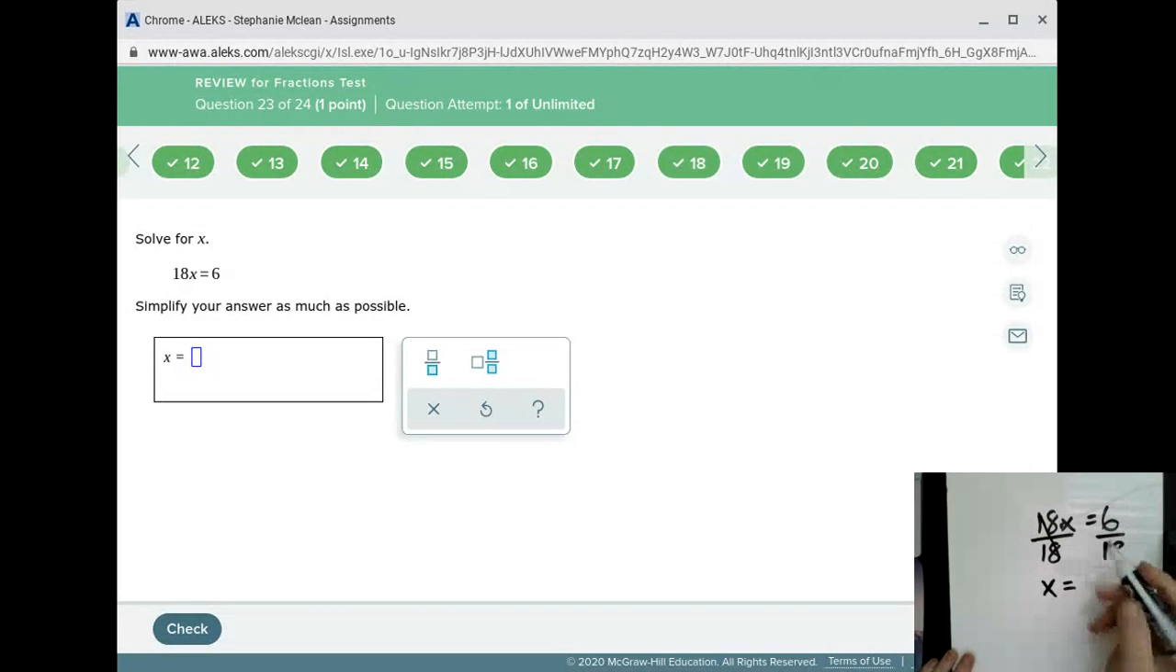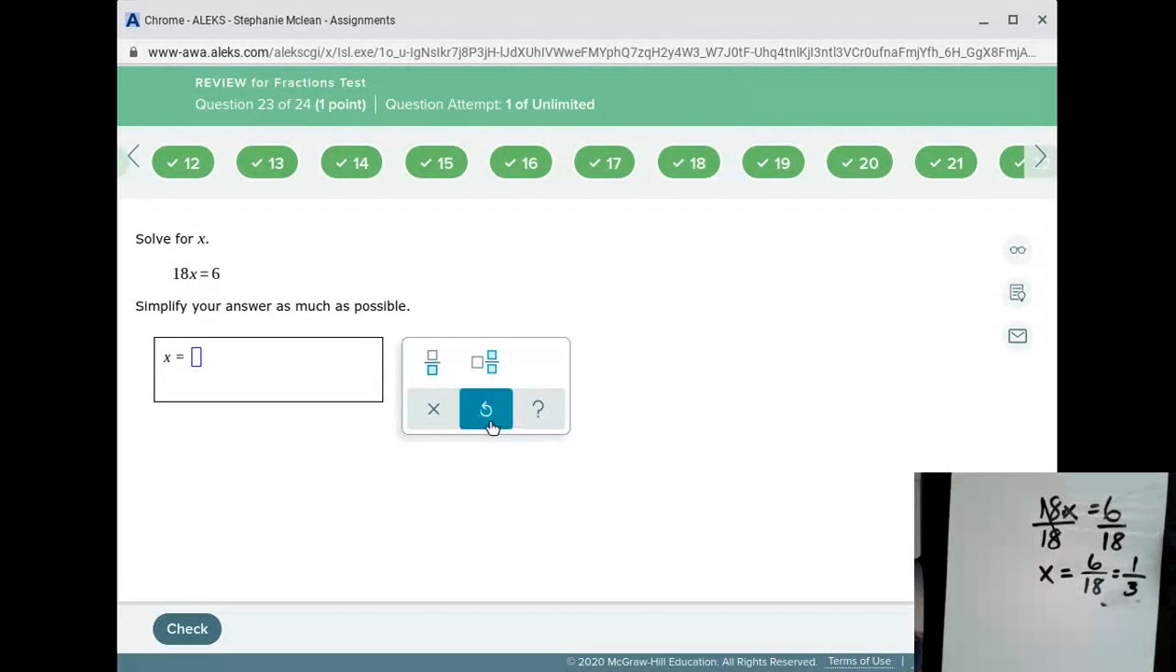6/18ths. Now 6 and 18 both, I know that 6 will go into 18. So 6 divided by 6 is 1, and then 18 divided by 6 is, not 4, sorry, this should be a 3. So 1/3. Okay, so x equals 1/3.